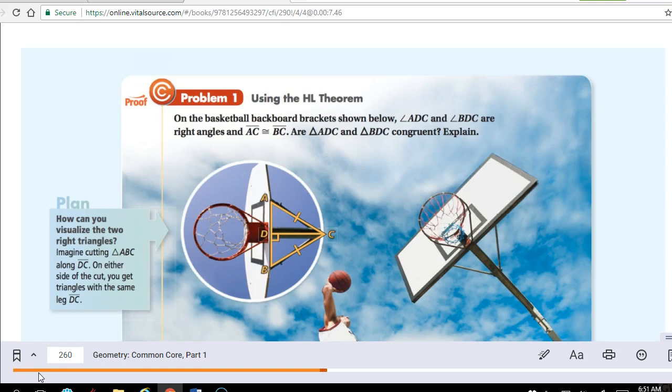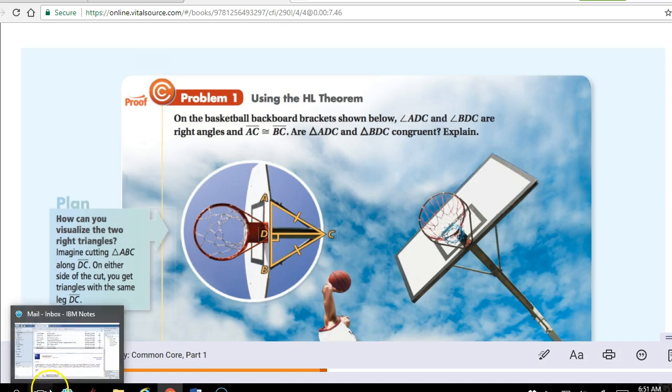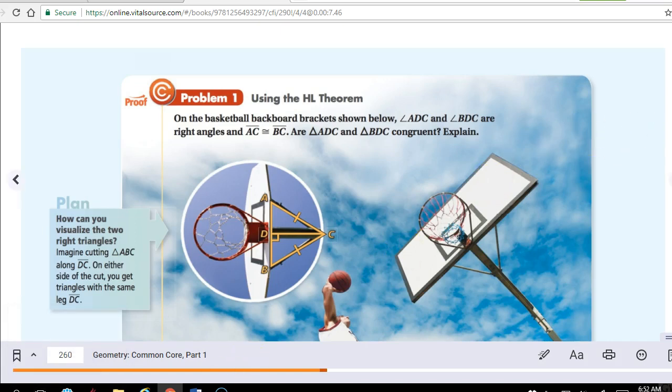So if you have a right triangle and you know a hypotenuse and you know a leg of one triangle and it matches the hypotenuse and leg of another triangle, then that's enough to prove that the triangles are congruent to each other.